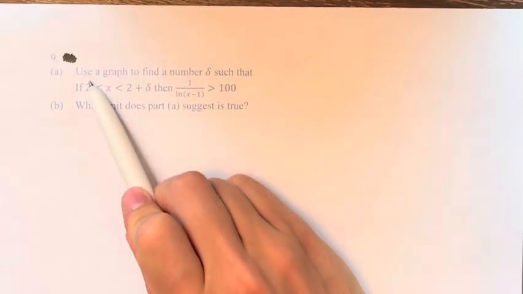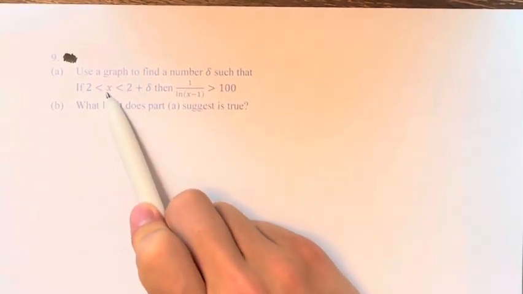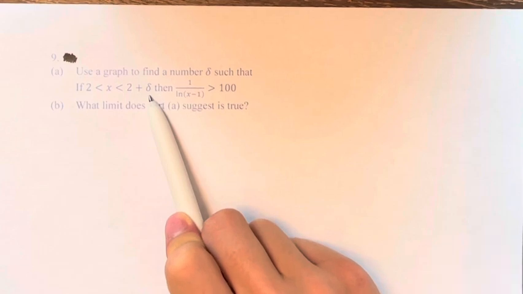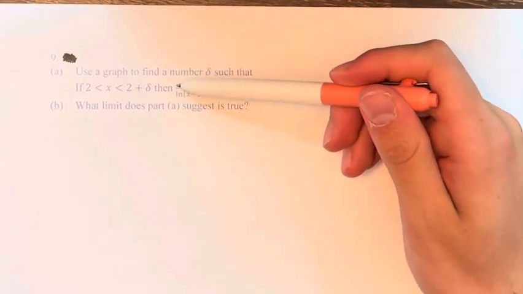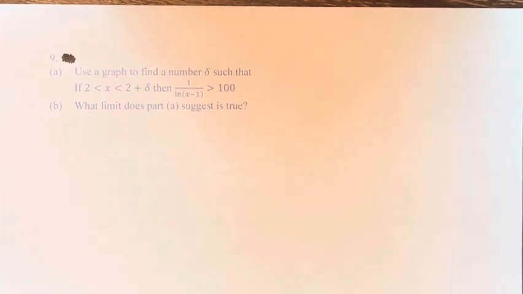In this problem, we're asked to use a graph to find a number delta such that if 2 < x < 2 + delta, then 1 over the natural log of (x - 1) is greater than 100. So what does this actually mean?